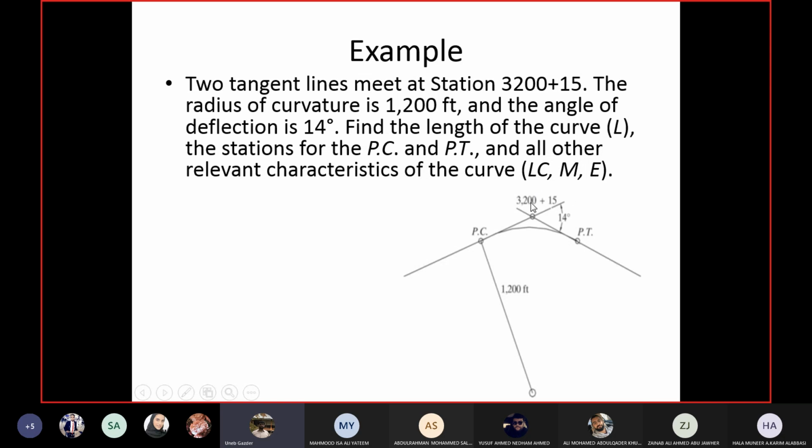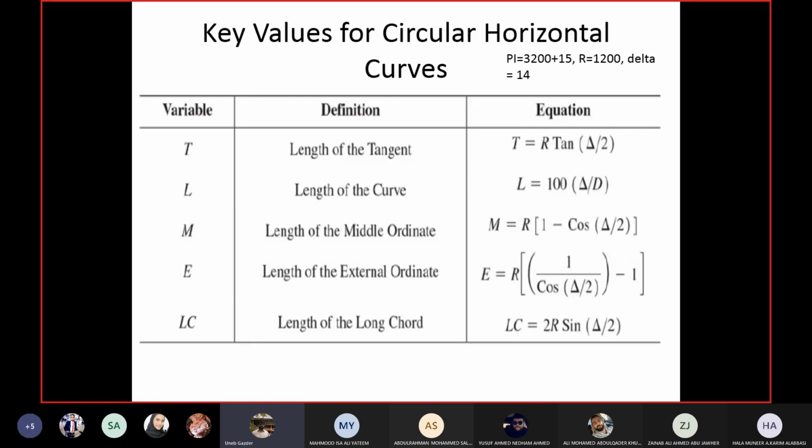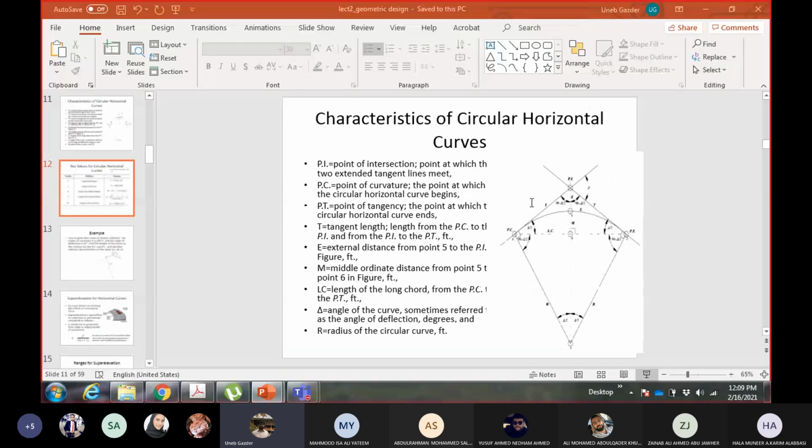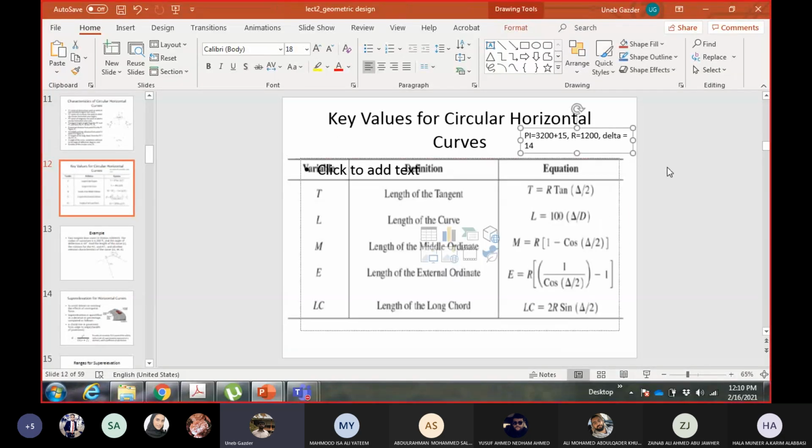You have to find out all these characteristics. So basically, we have to use the table which I showed you previously in the last slide. You have to use the full table. So let us begin. The data which is given in the question is here. Now my first question, because this is what I explained yesterday: if PI station is 3200 plus 15, how much distance is it? If I ask you to write 3200 plus 15 stations as a distance, how much distance will it be?